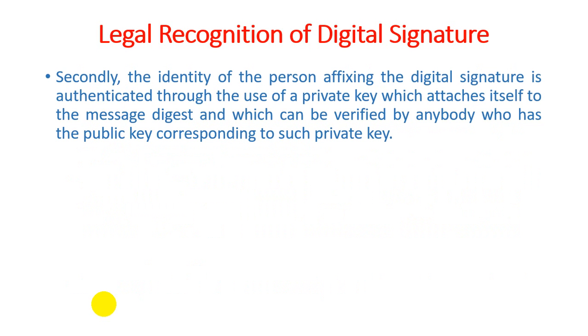Secondly, the identity of the person who affixed the digital signature is authenticated through the use of a private key, which was discussed in our previous lecture, which attaches itself to the message digest and which can be verified by anybody who has the public key corresponding to such a private key. So guys, this is the second method through which we can easily find out whether an electronic record is authorized or not, with the help of a digital signature. In the form of a digital signature, we use the combination of a public key and a private key.